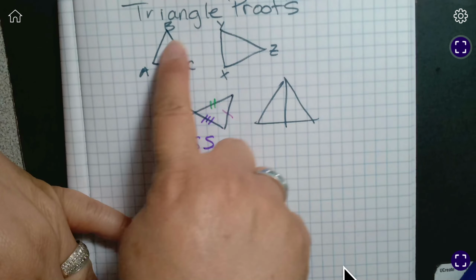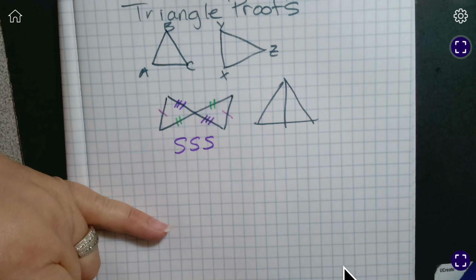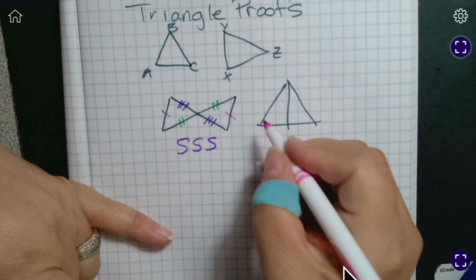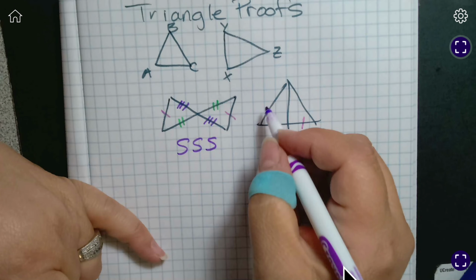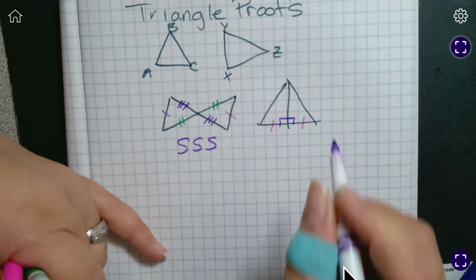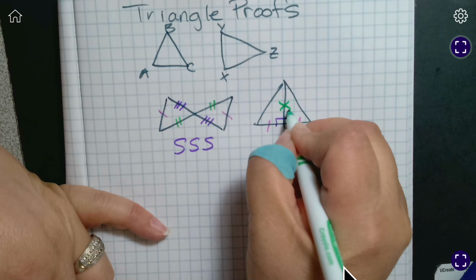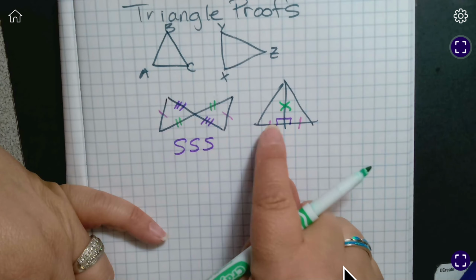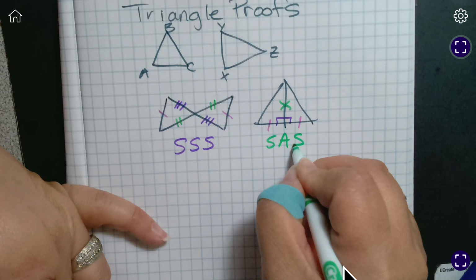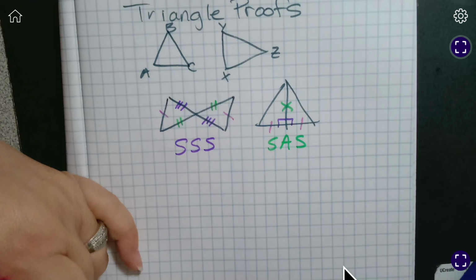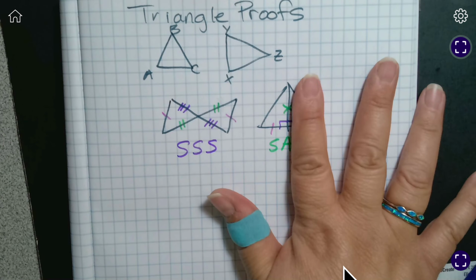And we can do that with any of these. If I show that maybe it's this side and this side, and this angle with this angle, and this side with this side, so this would be side, angle, side. Then that way you can see that by looking at one triangle. And we practiced this before.